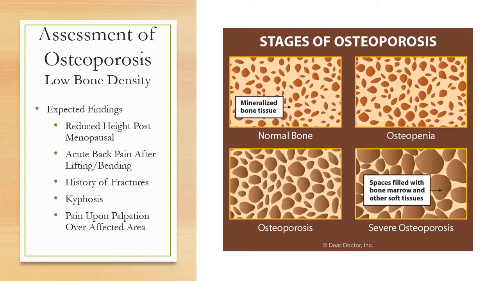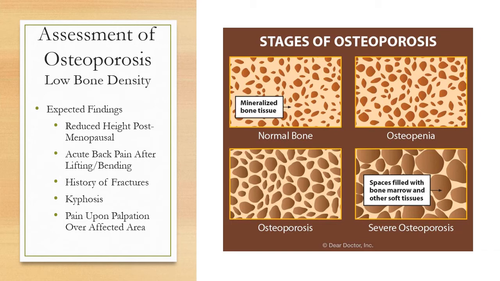A history of fractures, in particular compression fractures of the vertebral spine, wrist fractures, hip fractures, those are all indicators that this person might have osteoporosis. Kyphosis we spoke about, that humpback or that rounding of the thoracic spine. And then of course, pain upon palpation of the spine would be an indication that there's something going on with the bones.